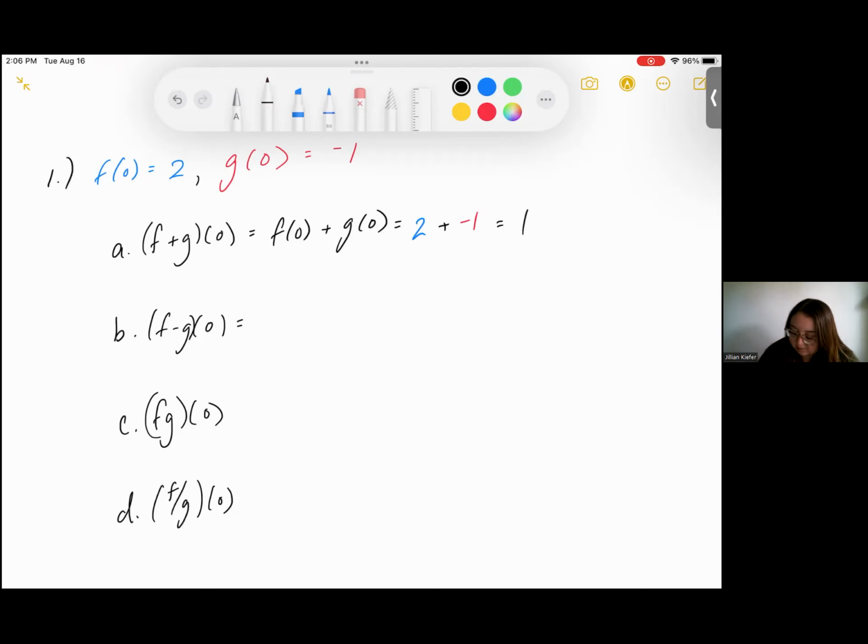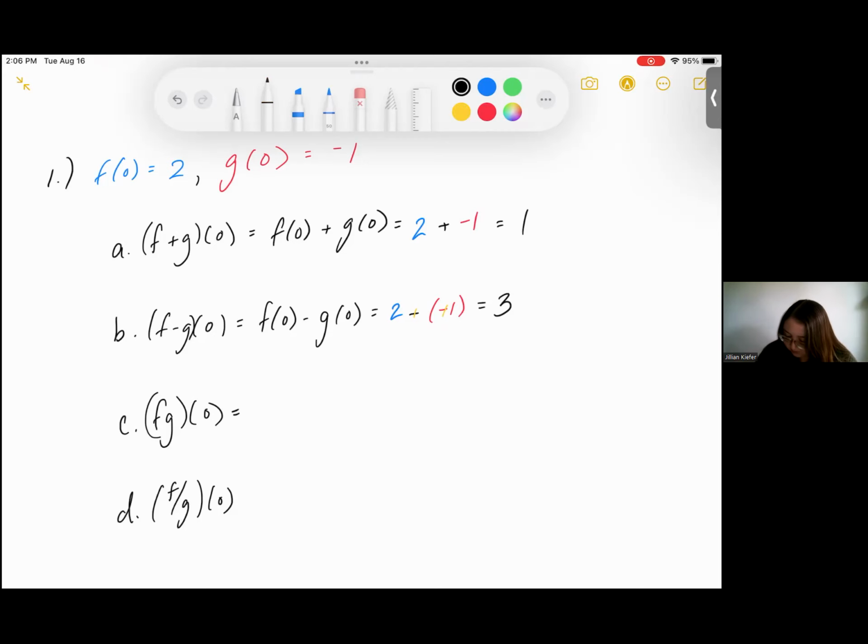Part B, it's going to be the same thing. f minus g of 0 is the same thing as saying f of 0 minus g of 0. So we've got 2 minus -1. This is the same thing as saying 2 plus 1 because these will cancel each other out. They can turn into pluses instead. And 2 plus 1 is 3.